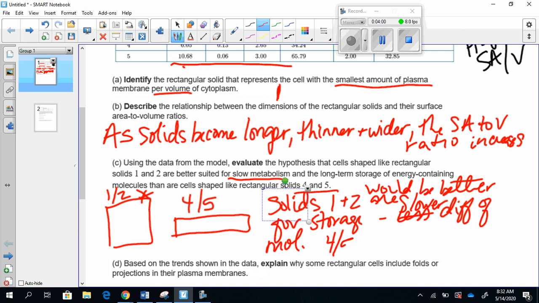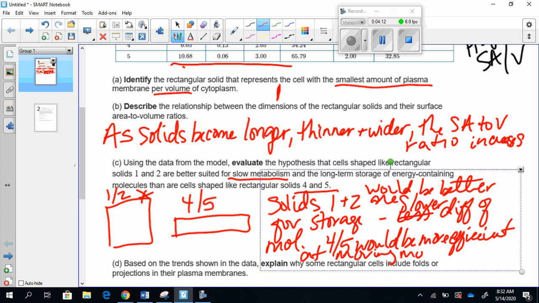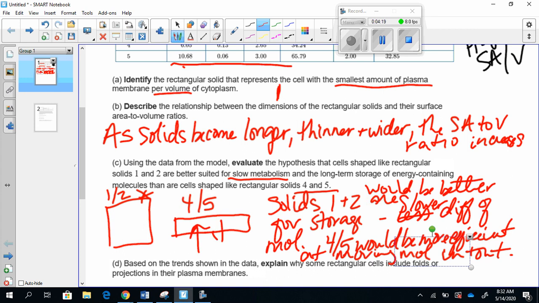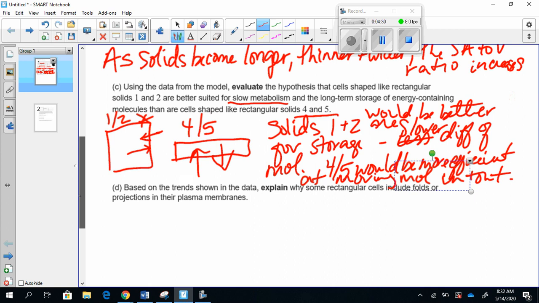4 and 5 would be more efficient at moving molecules in and out. And if you want to store it, you don't want to move it in and out. So they are much better at moving it in and out. This is really slow moving in. And then the benefit is it would be very slow to move out, which is good because if you want to store it, you want it to stay in.